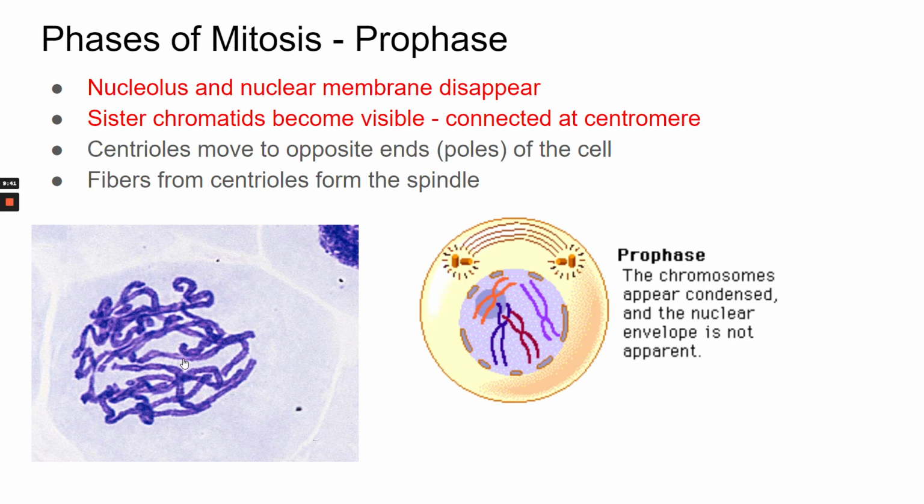This is what it looks like in a microscope. You can see this purple stuff. Those are the chromosomes. They've condensed. They're visible. You can see in this cell, there's no membrane around the nucleus. It's disappeared. That's what happens in prophase. Also, these fibers start to form. They act almost like ropes that are going to separate these chromosomes. So that's prophase.